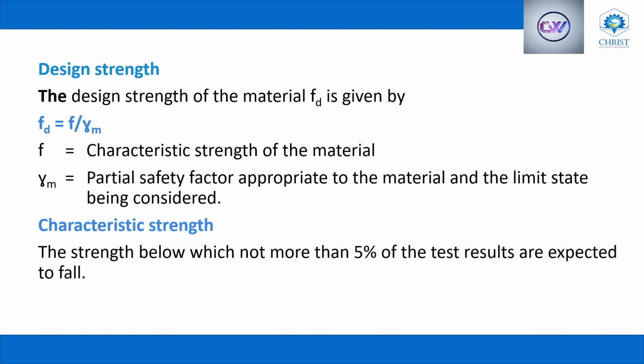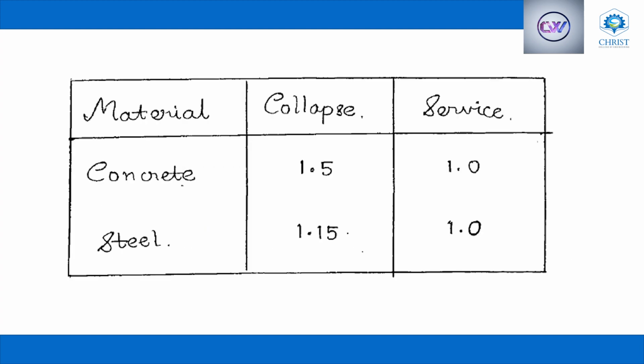Characteristic strength is the strength below which not more than 5% of the test results are expected to fall. So we are overestimating the load and underestimating the strength here. That is the main thing we have to remember in the limit state method. For concrete, the constant we consider while determining the strength of the material is 1.5 in collapse and 1.0 in service. For steel, it is 1.15 in collapse and 1 in service.